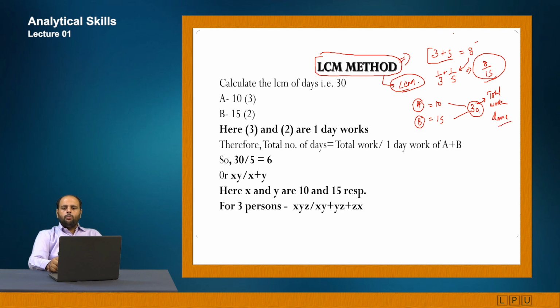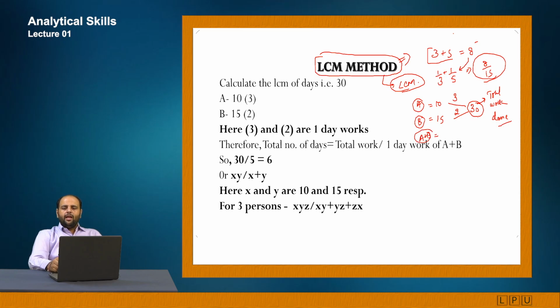So we have to complete the 30 work in 10 days. What will be the 1 day work? We complete 3 work in 1 day, just 30 divided by 10. Similarly, 30 work is to be completed in 15 days. So what will be the 1 day work? It will be 2.